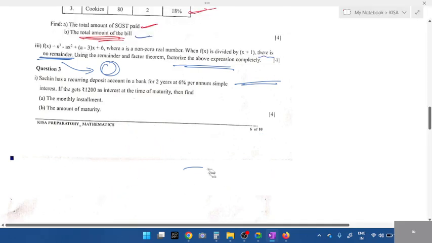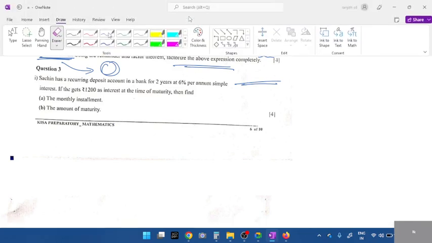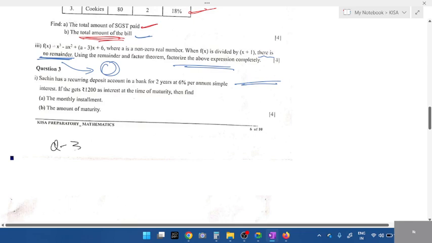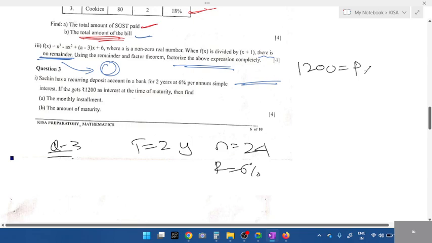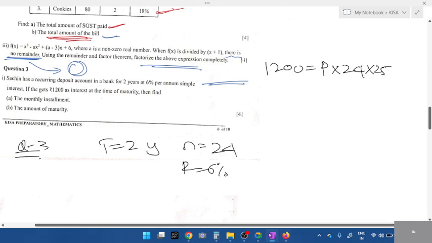Third main question 3, first one. All easy questions are given. Time is equal to 2 years. Therefore, n is equal to 24 months. R is equal to 6%. Interest is equal to 1200. 1200 is equal to P into 24 into 6 divided by 2 into 12 into 100. Find the value of P, then find the maturity value, students.